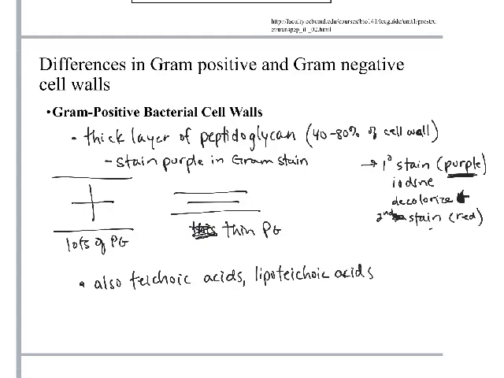Okay, and they just help with the cell shape to some extent. They play some role in regulating cell division. They anchor the cell wall to the cell membrane. Okay, so again, you don't find these in gram negative cell walls.